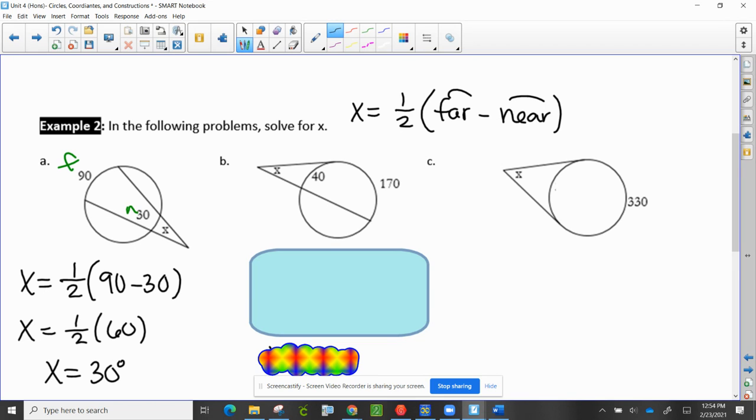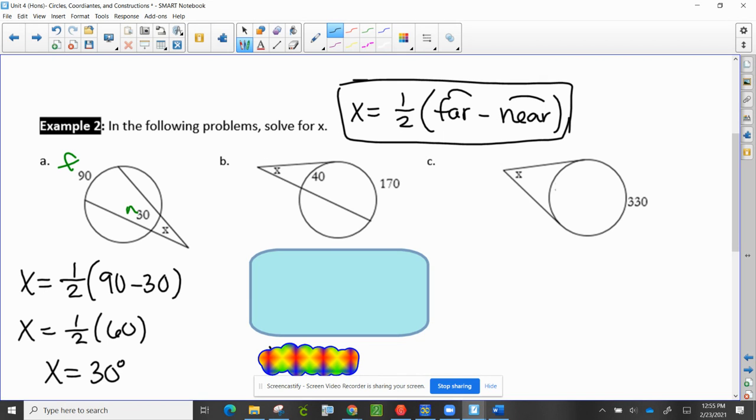Okay. Now, it doesn't matter what kind of circle you have. They all use the same exact formula. So it doesn't matter if you have secant, or like in B where we have a secant and then a tangent. Okay, or in C where it's tangent. It doesn't matter what it is. Anytime we have an angle outside the circle, we use this same formula.